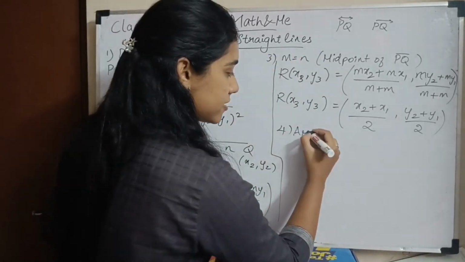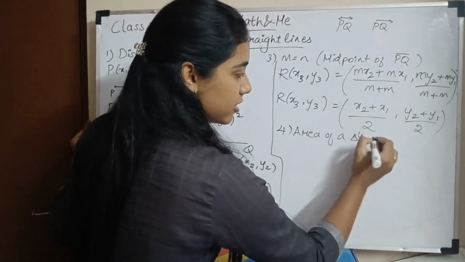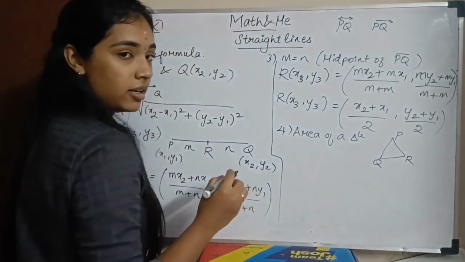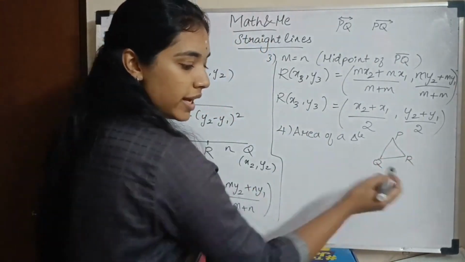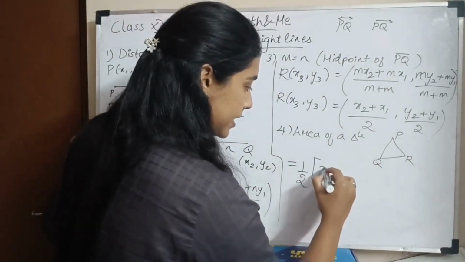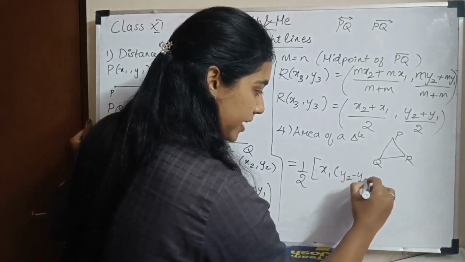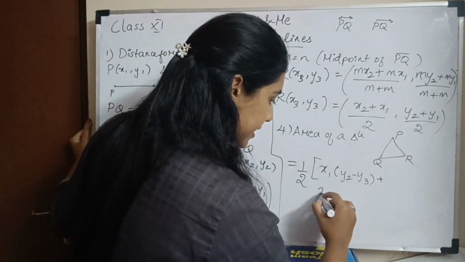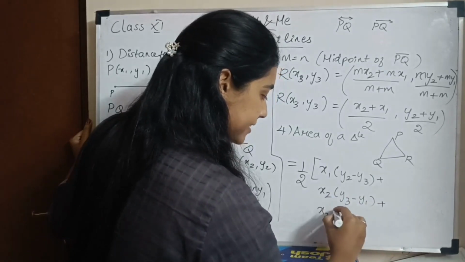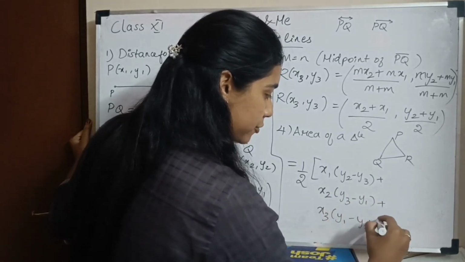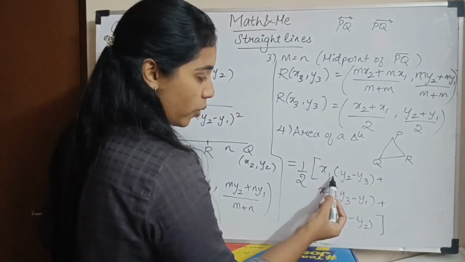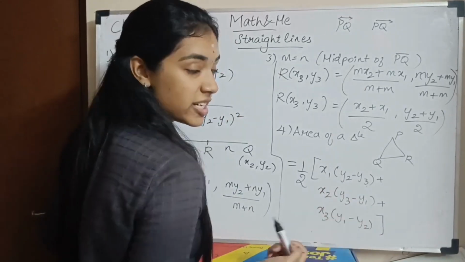The fourth one is the area of a triangle. So what do we have in a triangle? We have 3 coordinates, P, Q and R, with coordinates x1, y1, x2, y2 and x3, y3. So the area of the triangle is half times x1 times y2 minus y3, plus x2 times y3 minus y1, plus x3 times y1 minus y2. So how can you remember this? You have x, y, y and the subscripts are 1, 2, 3, 2, 3, 1, 3, 1, 2. It is basically a cyclic one.